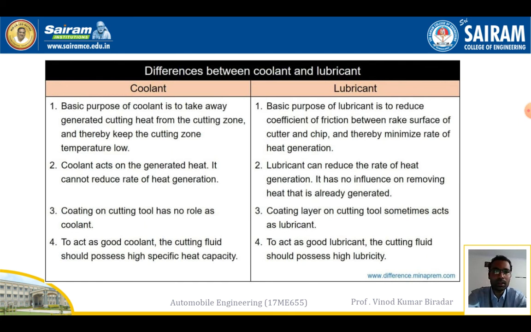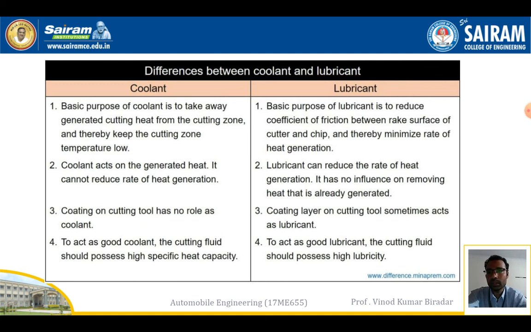But the basic purpose of lubricant is to reduce the coefficient of friction between the rake surface for cutting and the chip. So it reduces the friction between the two mating surfaces. That is the main use. Coolant is used to reduce the heat from the IC engine. Lubricant is used to reduce the friction between the two mating surfaces. Second difference: coolant acts on generated heat, it cannot reduce the rate of heat generation, but lubricant can reduce the rate of heat generation. It has no influence on removing the heat that is already generated.